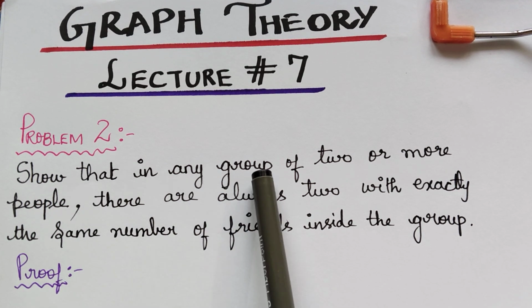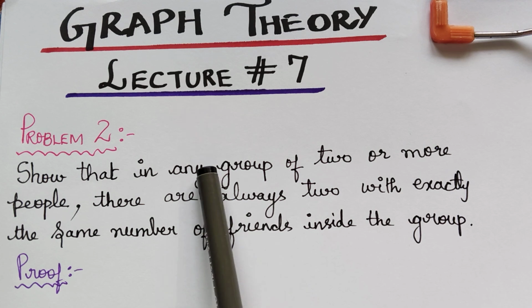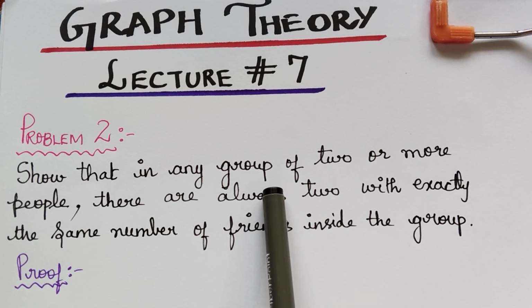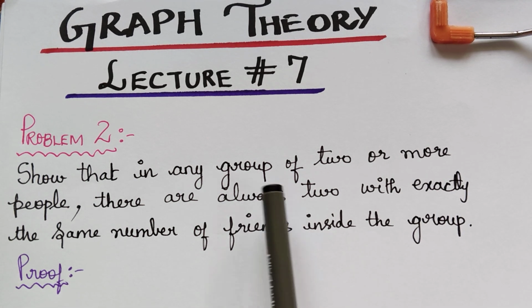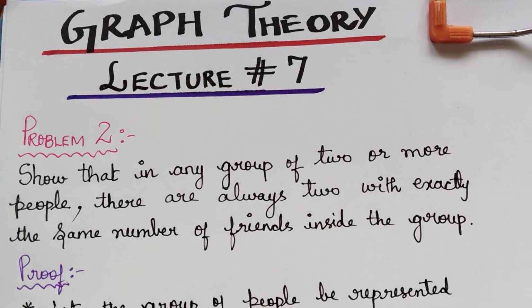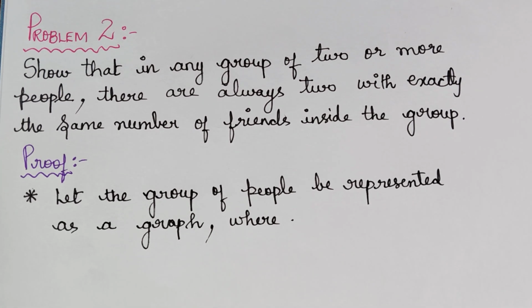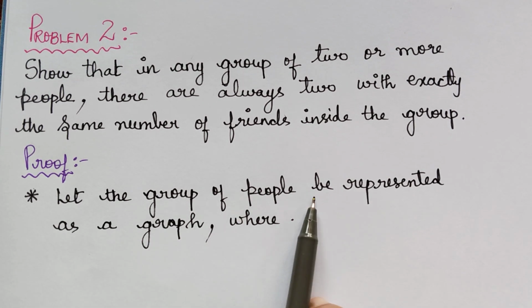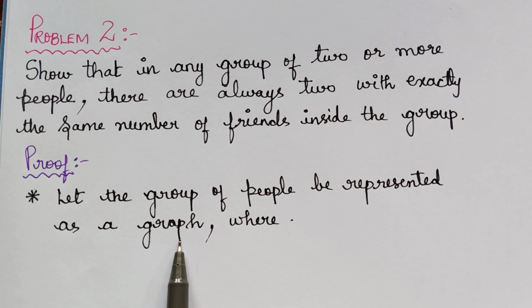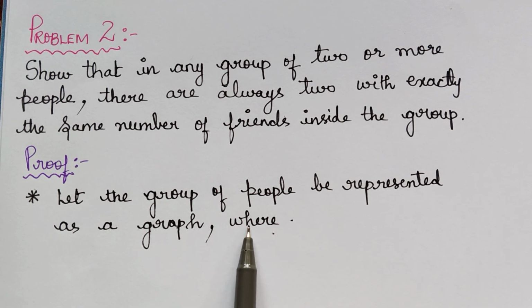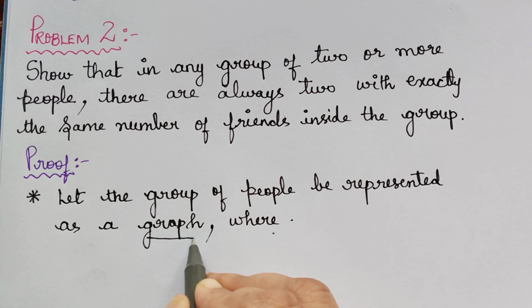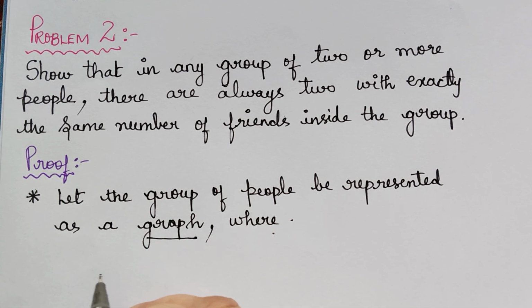Now, in any group, this group of people we are going to consider as a graph G. So first let us write that. Let us represent the group of people as a graph. How are we going to represent them? Each person we are going to take as a vertex. So this graph is G.